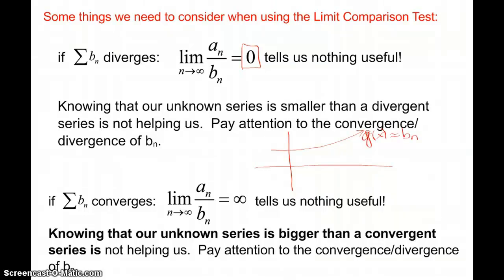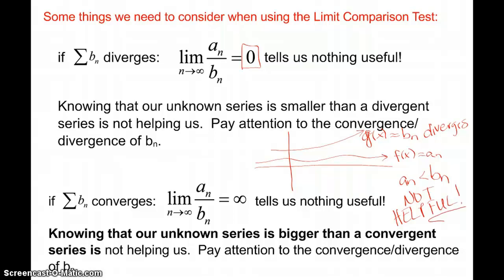Let's call it g of x in your notes. And this limit tells us a sub n is down here somewhere. It's acting like this function, f of x. To know that B sub n diverges, and to know that a sub n is smaller than B sub n is not helpful. It tells me nothing.